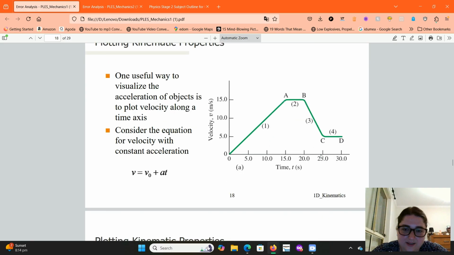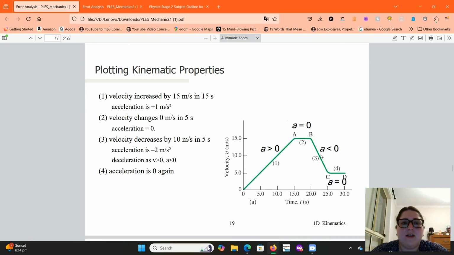using the gradient. Okay, so to plot it, velocity increased by 15 meters per second in 15 seconds. So from the origin to 15 seconds on time, we know that the velocity has increased by 15 meters per second in 15 seconds. Okay, you can read that off the graph very easily. Velocity changes 0 meters per second in 5 seconds, between 15 seconds and 20 seconds. No change in velocity, it is held constant.